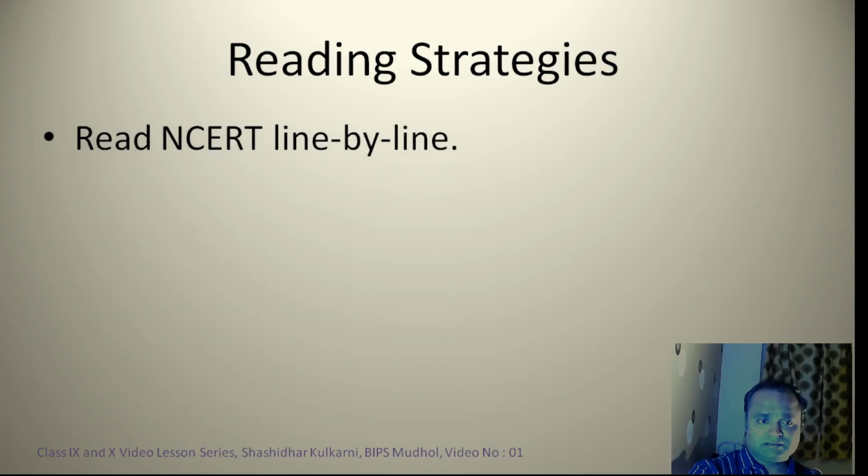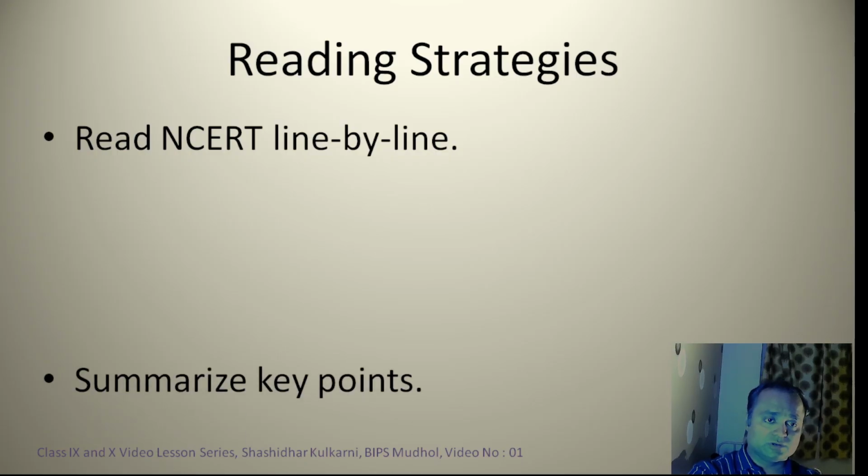So the reading strategies will be like this: read NCERT line by line. Yes, I am very sure on this. Most of the students waste time on reading the study material apart from NCERT book. So first thing is, the NCERT book is going to be your Bible. Read it line by line at least 8 to 10 times in this entire academic year. You must read your NCERT book.